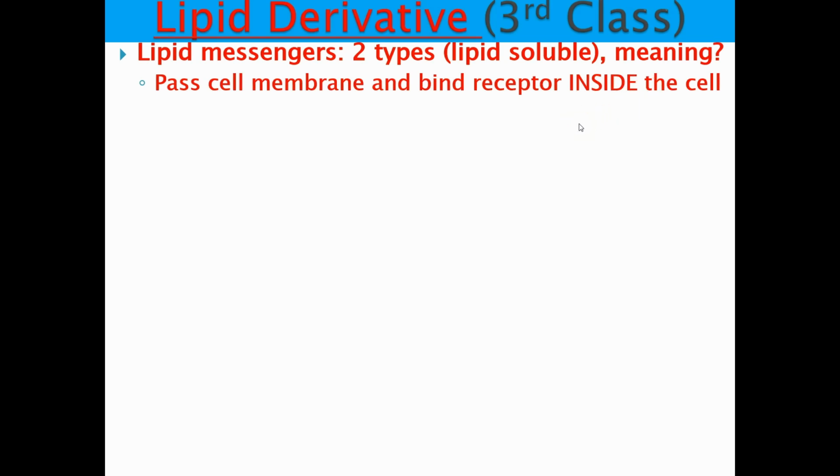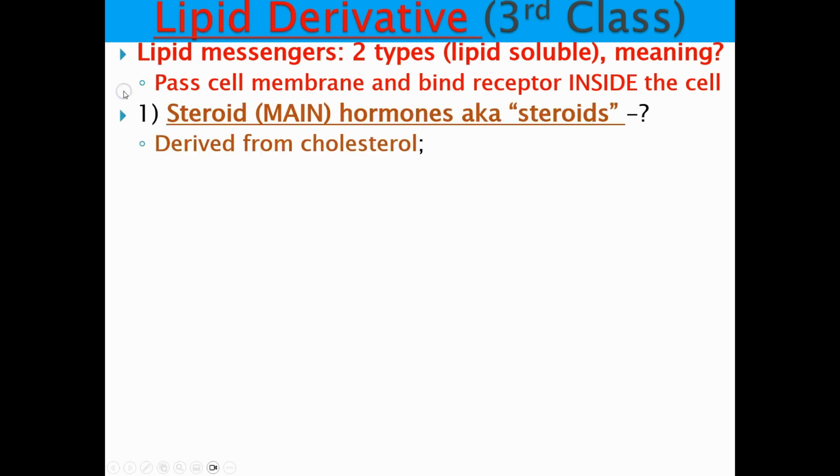We were using the term extracellular receptors for peptide hormones. These would be intracellular receptors, so inside the cell, intracellular. Again, concepts that we'll build off later. I just want to introduce them so you start getting familiar with those terms. Now, the main lipid derivative messenger we're going to deal with is the steroid hormones, aka steroids. You should note that these are derived from cholesterol.